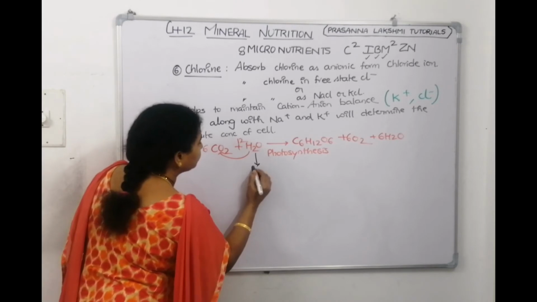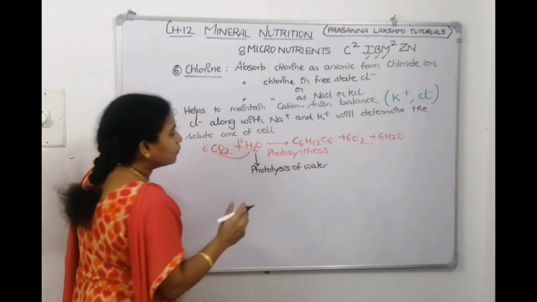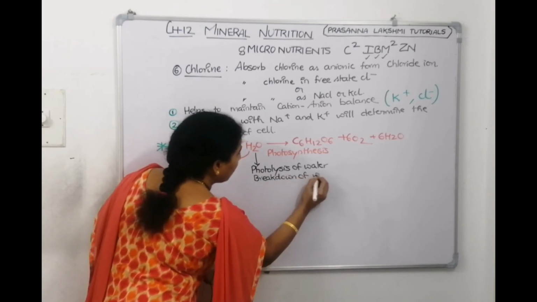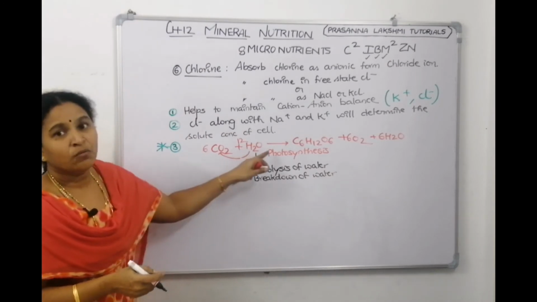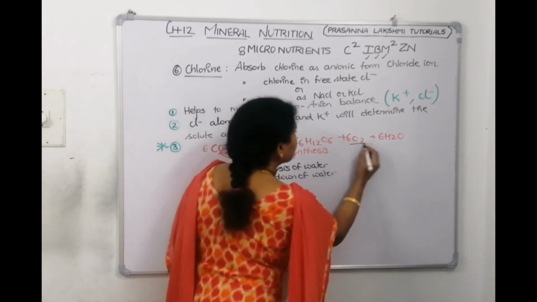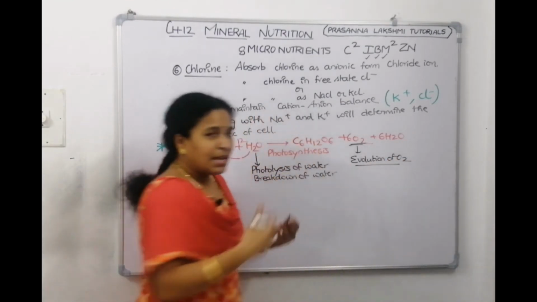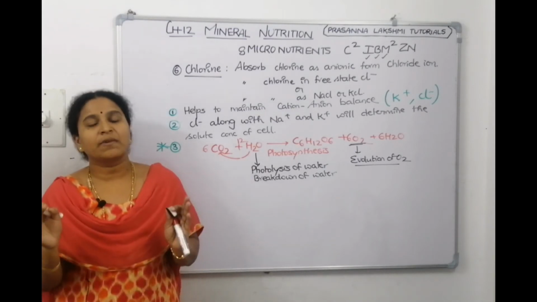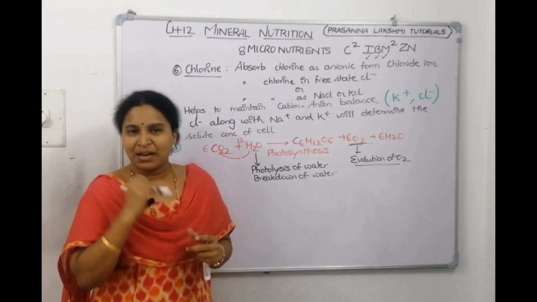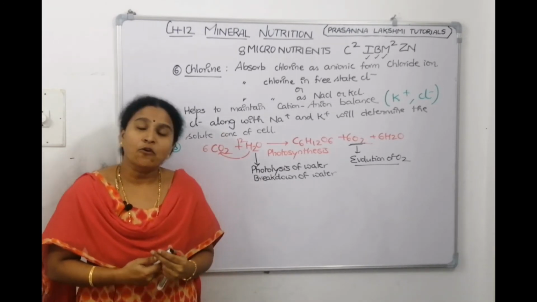What is photolysis of water? It is nothing but breakdown of water. When we break the water, we get H, we get O. H goes here, makes carbohydrate. O is released out. Oxygen is evolved. Evolution of oxygen. So, we are breathing oxygen. Without oxygen, we cannot survive. And who is releasing that oxygen which we are breathing? Plant. By which mechanism? Photosynthesis mechanism. Understood, children? So, the important function of chlorine is photolysis of water.